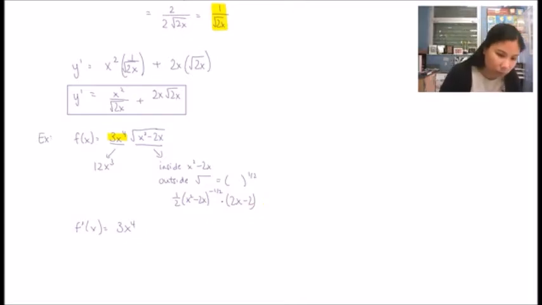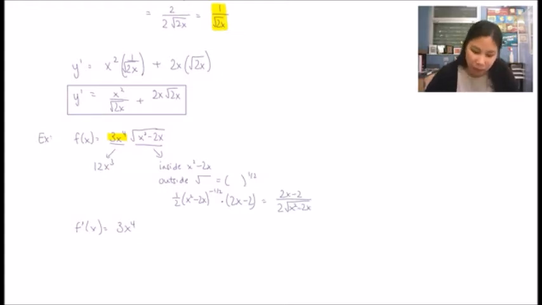So this will end up being 2x minus 2 on top, 2 square root stuff on the bottom. We can divide everything by 2, so this will end up being x minus 1 on top. And the reason why we were able to divide everything by 2 is that it's kind of like factoring out a 2. And so that's what caused us to be able to cancel out with the 2 on the bottom.